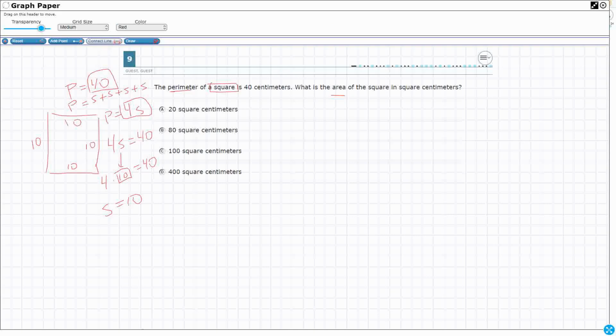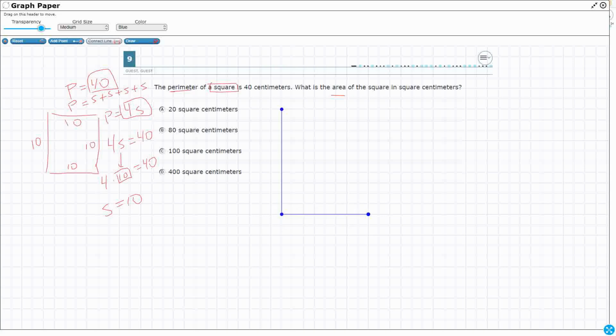But since I know the side length, I can actually use my connect line feature here to draw an actual square. 2, 3, 4, 5, 6, 7, 8, 9, 10. So 10 down. And let's do 10 across. 4, 6, 8, 10. All right, so I'm going to complete this here.